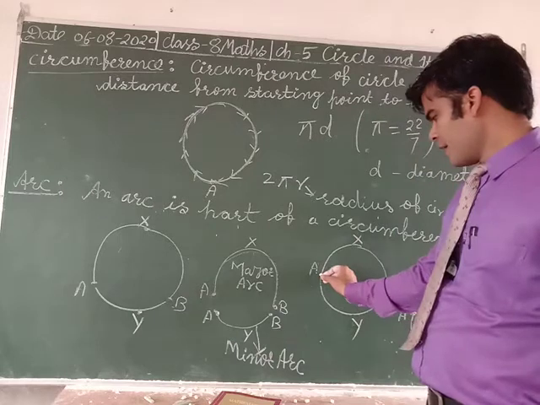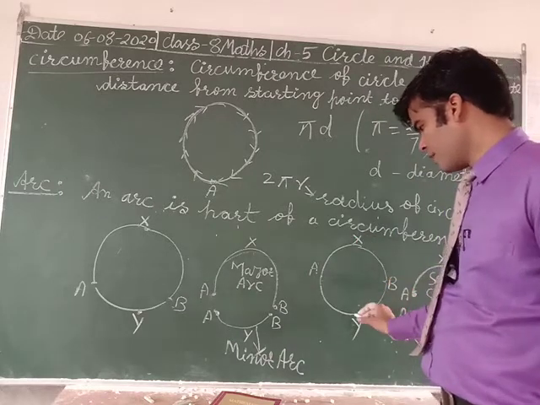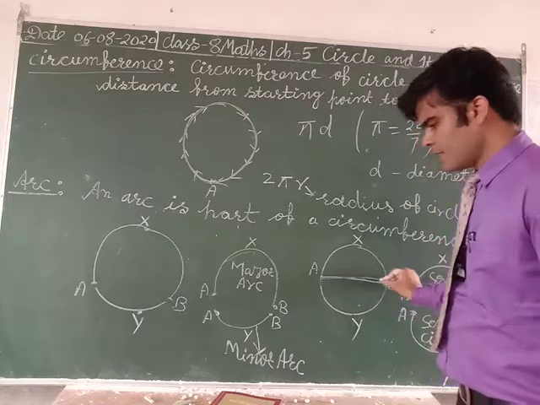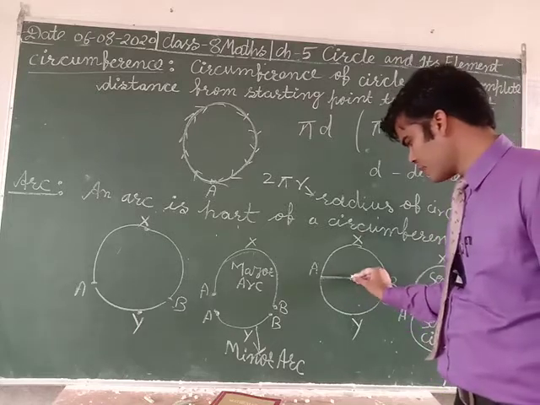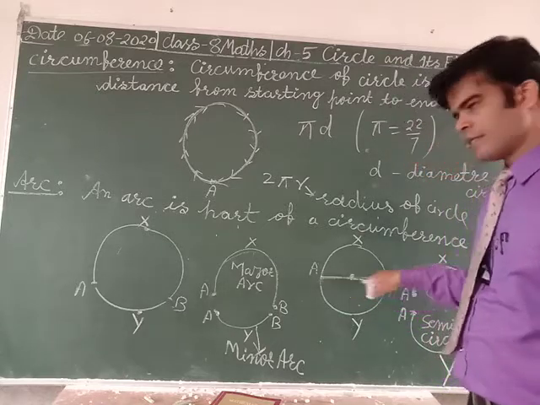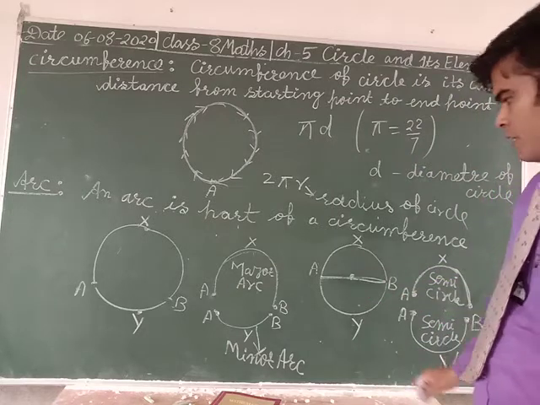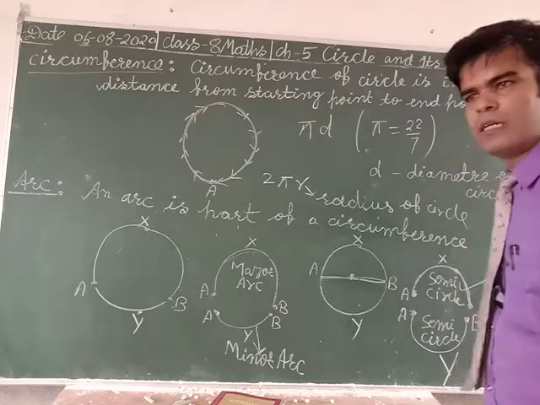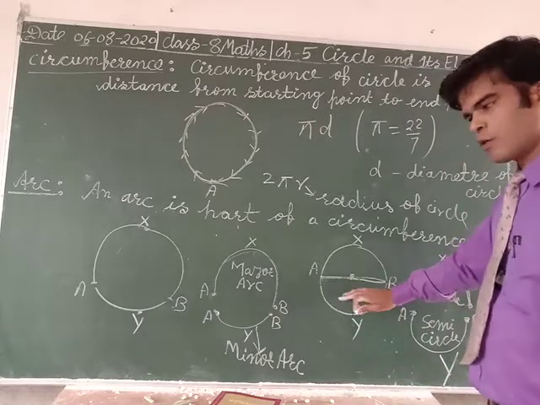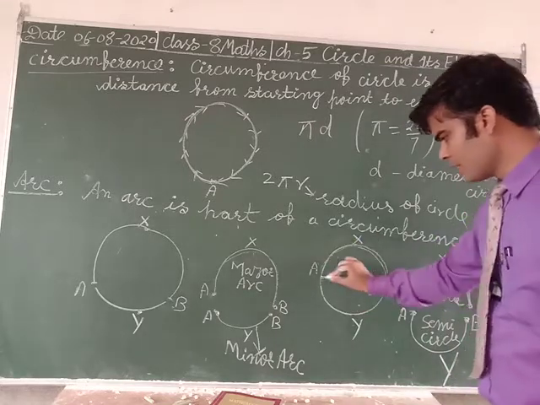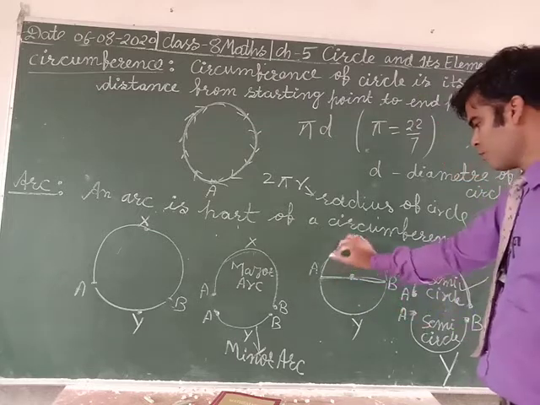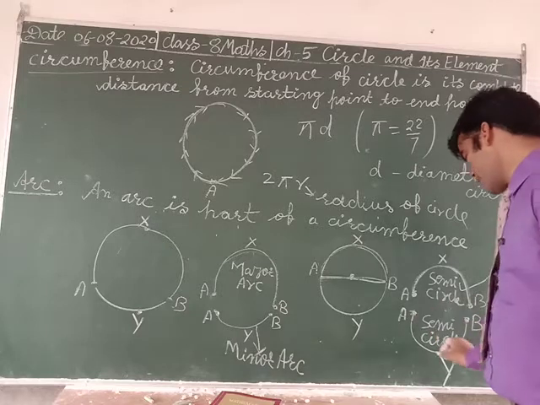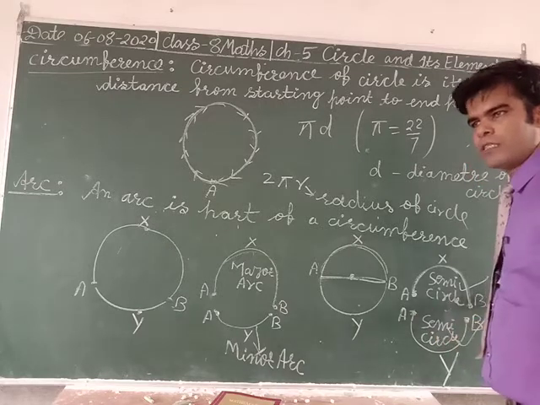Okay students, sometimes you get confused. See here, A, X, B, Y. This AB is an exact part. If you join AB, then it passes through the center and it makes a diameter. So AXB is what? It is also a semicircle because it divides in half. Neither is bigger, both are equal. So AXB arc is a semicircle, and AYB arc is also a semicircle.